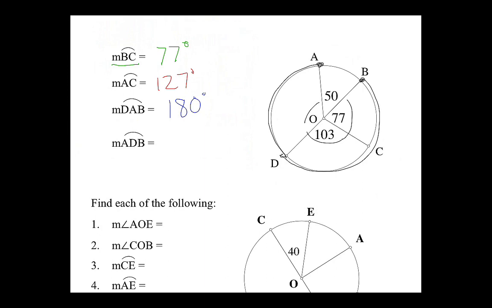But I'm lazy. What I notice is that I have a 50-degree arc for angle AOB, which means its intercepted arc is 50 degrees. Well, if there's 360 degrees total in the circle, and the only piece that's not being used is 50, that means I have 310 degrees left over for that major arc of ADB. And it is a major arc, so when I'm done I should check. Yeah, it's more than 180 degrees. It's more than half of that circle.